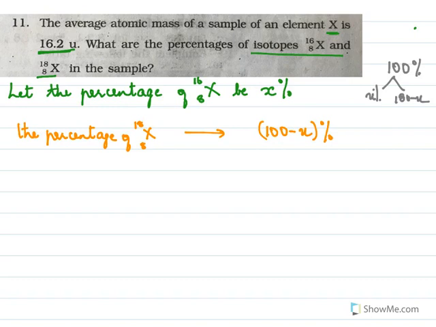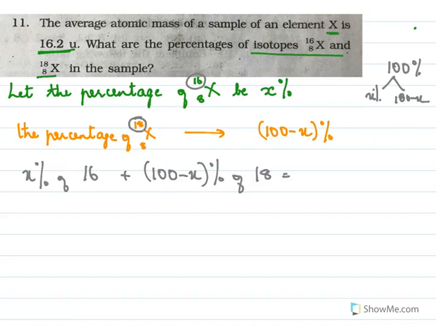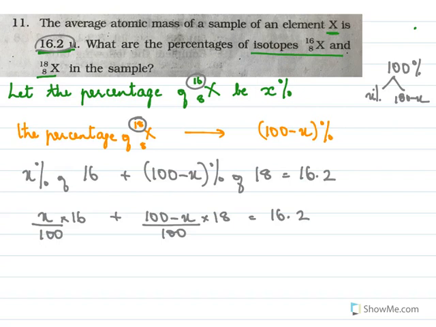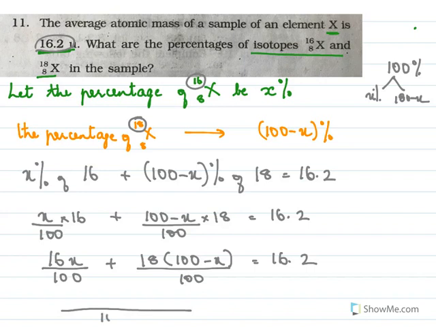Now when we calculate this, we'll have x% of 16 plus 100 minus x% of 18 equal to the average, which is 16.2. So we work this out. x% of 16 plus 100 minus x% of 18 equal to 16.2. So 16x over 100 plus 18 into 100 minus x over 100 equal to 16.2. Now the LCM here is 100. So 16x plus 18 into the bracket 100 minus x equal to 16.2 into 100.